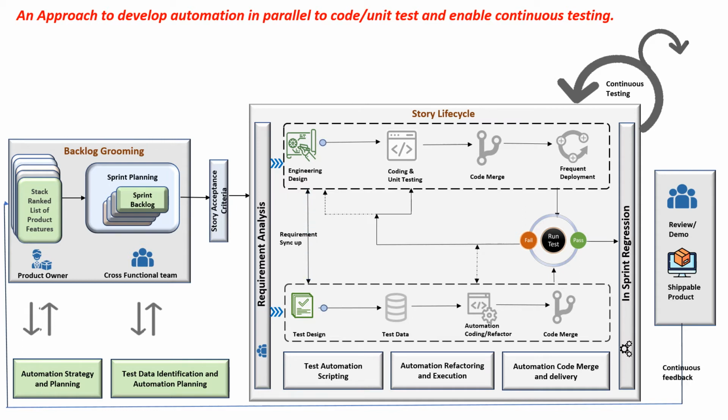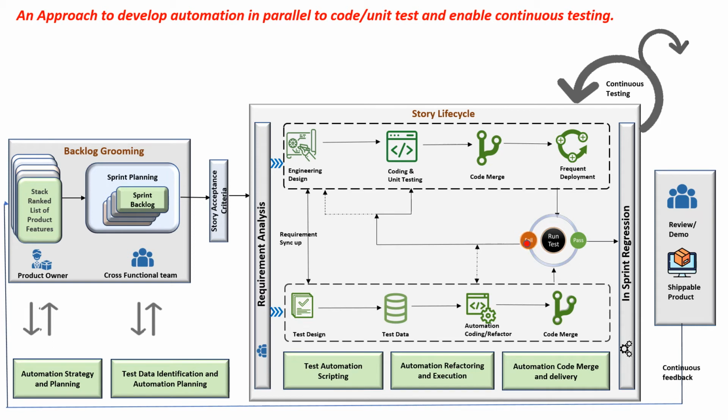Here the automation scripting will begin in parallel to the code and unit test data. Any code refactoring will start. The code merge and the frequent deployment happen in parallel, and the test will run in the integrated environment. If all the tests run and pass, it's well and good.